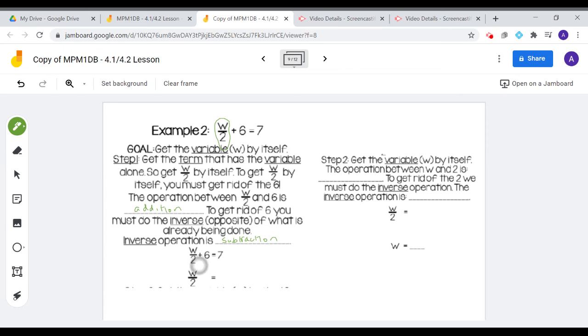So if I subtract 6 on both sides, I end up with w over 2 plus 0. 6 minus 6 is 0, but 7 minus 6 is 1. So I end up with w over 2 equals 1. Now I go to step 2. I want to get w by itself. Remember that what's happening between the w and the 2 is division. And to get rid of the 2, we need to do the inverse operation, which is multiplication.